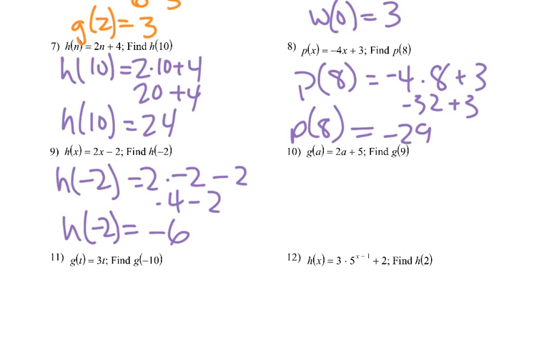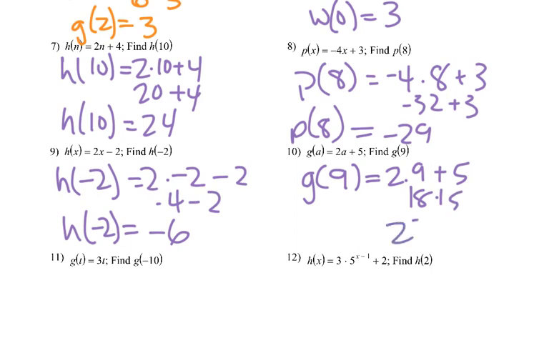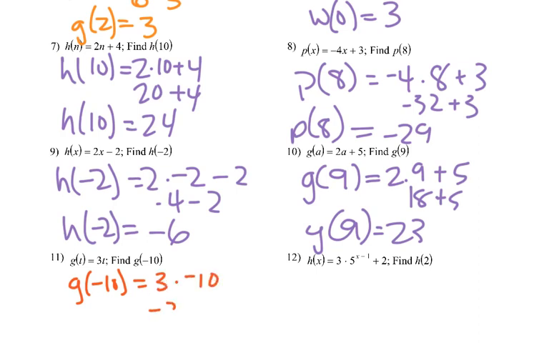Okay, number 10, g of 9 equals 2 times 9 plus 5. 2 times 9 is 18, plus 5 is 23. g of 9 equals 23. Okay, so for all these linear ones, pretty easy to see. You just plug the number in and solve. Okay, so g of negative 10 equals negative 30. Now, those have all been linear, pretty simple, right?